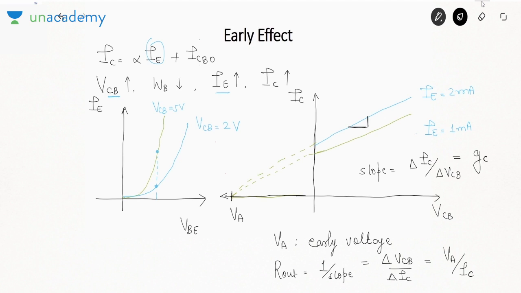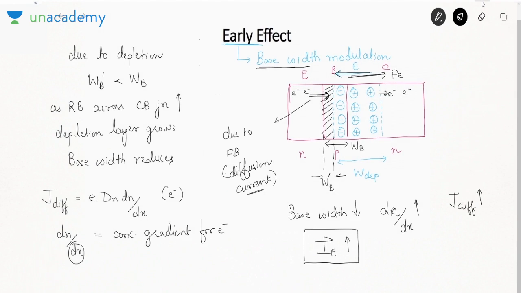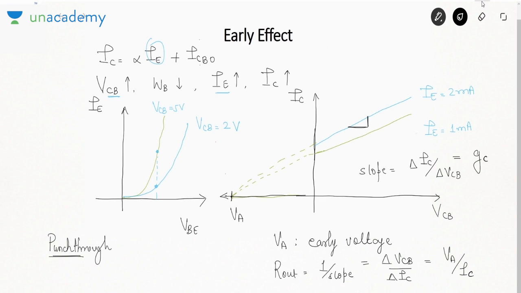Now in early effect, there is a term called punch through. Punch through means, if you see, you are increasing the reverse bias, this depletion layer is growing on both the sides. After a certain time, the entire base region will be depleted. That means this WB dash will become 0. WB dash becoming 0 means the entire base is depleted, and that phenomenon is called punch through.